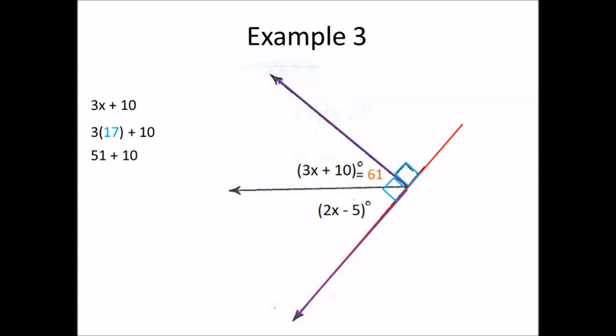Now our second angle: if I take the 2x minus 5 and do the same thing, substituting our 17 for the x, we have 2 times 17 minus 5, so 34 minus 5 is equal to 29, and 29 is the measure of the angle right there. Okay? So those are the examples that we're going to work on.